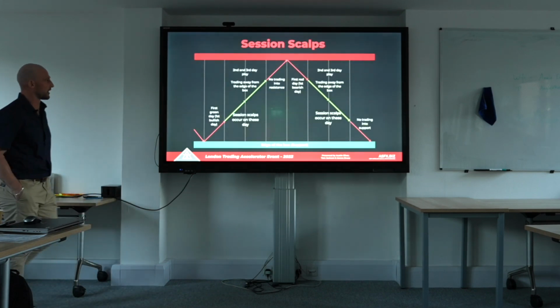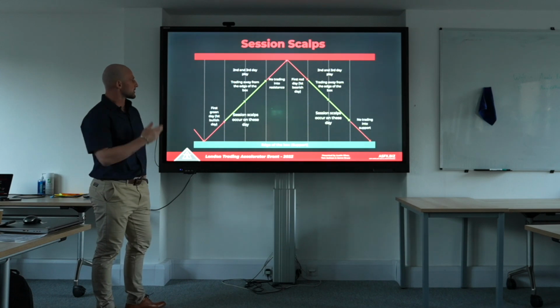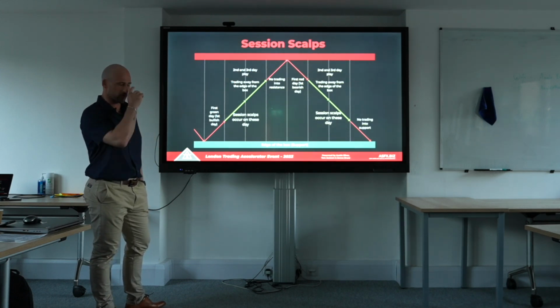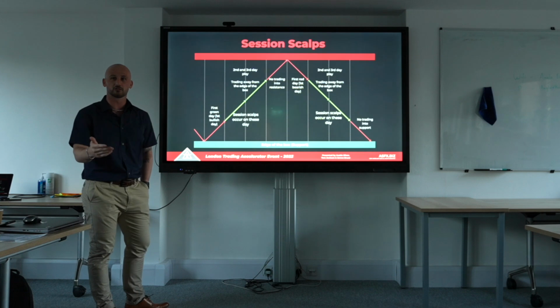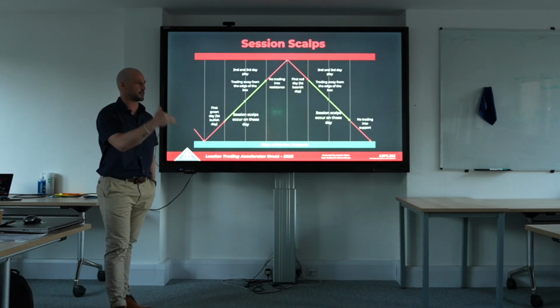So what is the session scalp? So at the start of this year, the reason how the session scalps came around was I was using the L50 to determine what I'm going to do for that day. If it's in the sell zone, I want to be shorting it, etc., etc.